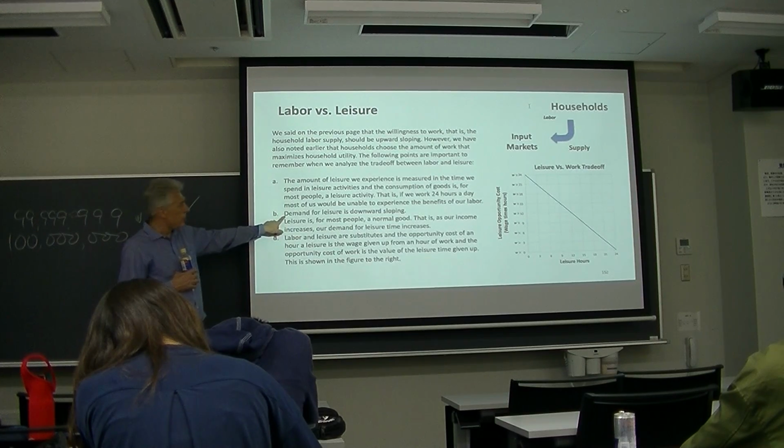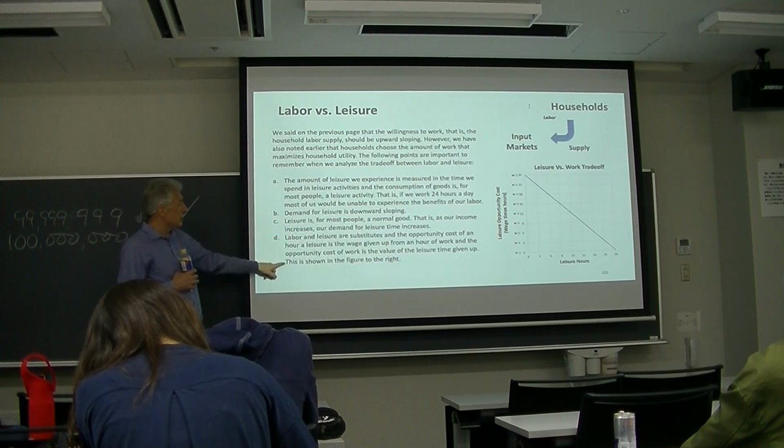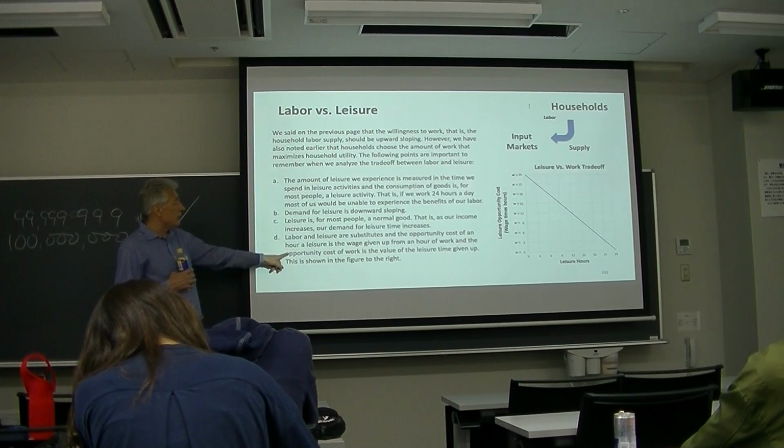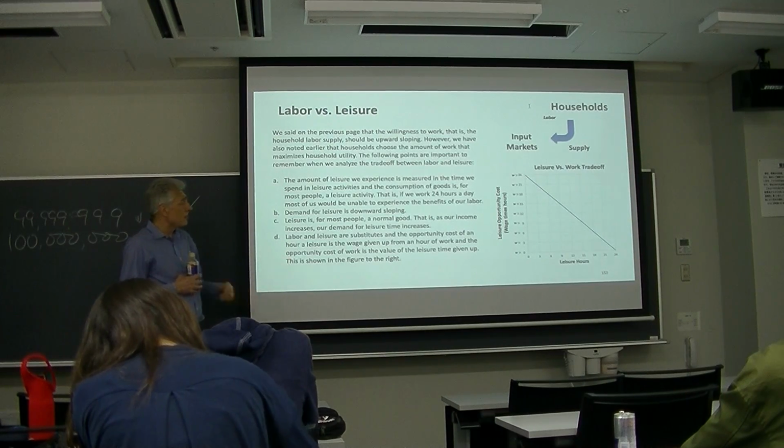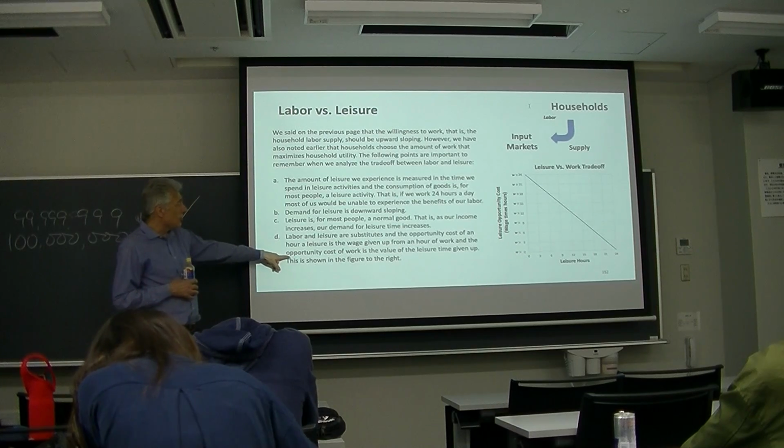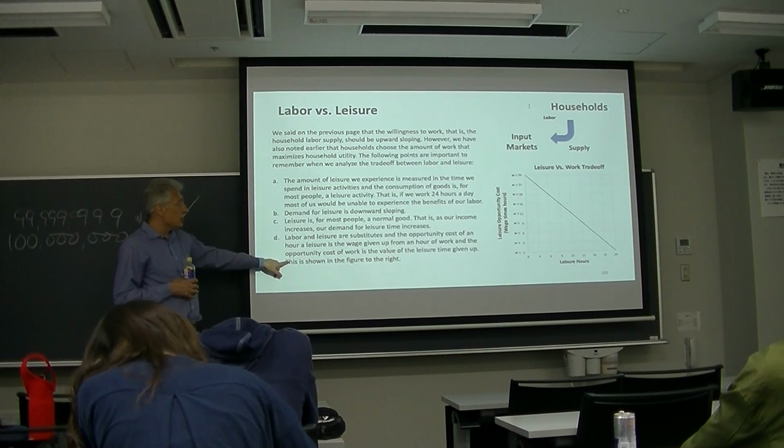Demand is downward sloping for leisure. For most people, it's a normal good. As our income increases, our demand for leisure increases. Labor and leisure are substitutes, and the opportunity cost of an hour of leisure is the wage given up from an hour of work. And the opportunity cost of work is the value of the leisure time given up.